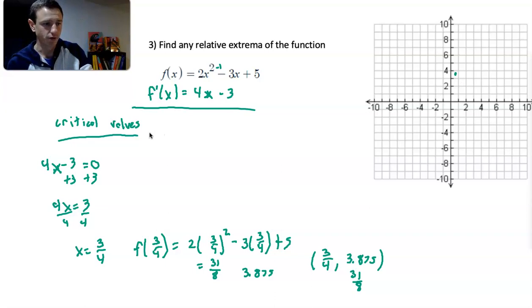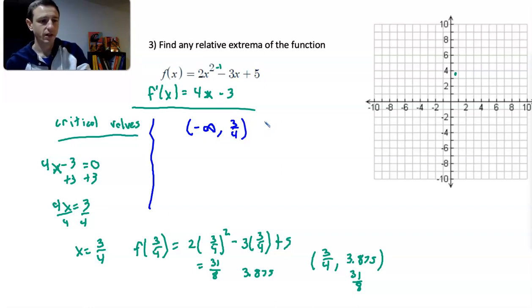So what we're going to do then is create some intervals. We're going to go from negative infinity to 3/4, because that's going to tell us what's happening to the left. And then we want to know what's happening to the right. So 3/4 to infinity.